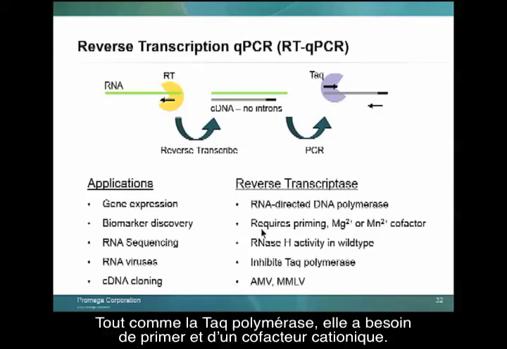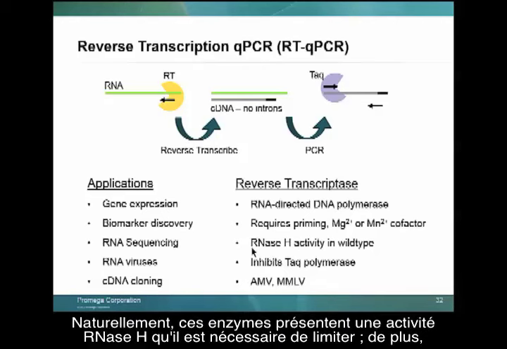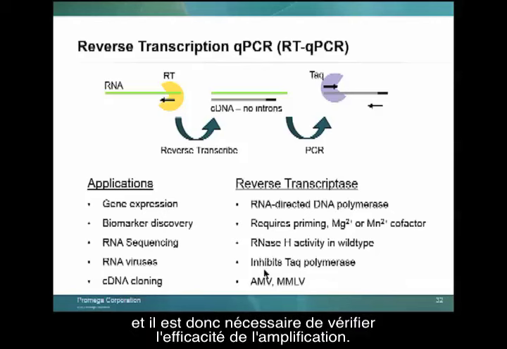Much like Taq polymerase, it requires priming and a cationic cofactor. And there are some downsides to RTs. The wild types have an RNase H activity that you need to moderate, and they also inhibit Taq polymerase and amplification, so you need to look at your efficiencies of amplification.